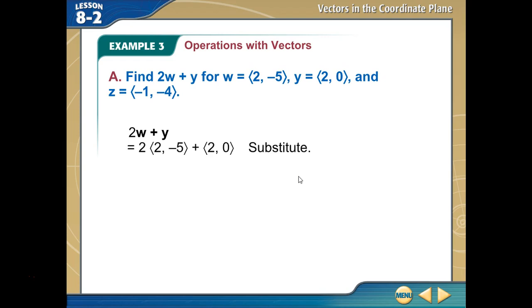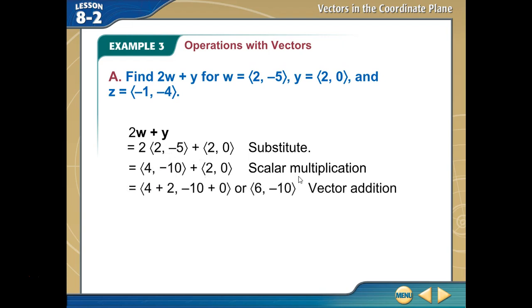So when we do that, we have our scalar multiplication, right? The 2 distributes through, and then we can now add our like terms. And so we can see that at the end, 4 plus 2 is 6, negative 10 plus 0 is negative 10, and that's it. That's our operation with those in component form.